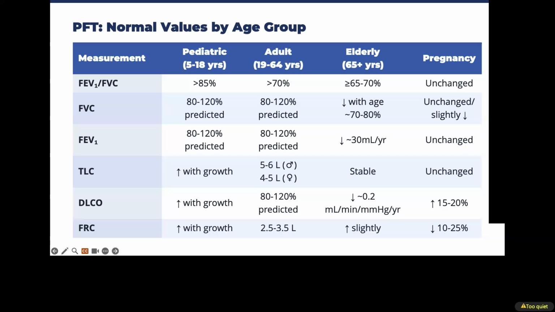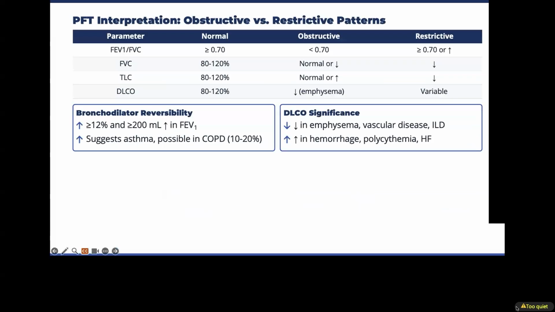Normal is not one number. It's that moving target depending on developmental stage, age, and physiologic state. So baselines are helpful, and keep in mind, we're always working against a predicted number. You don't need to memorize these. You just need to conceptually understand what is FEV1, what is FVC, what does that tell you? So let's take a look at how you might interpret a PFT test.